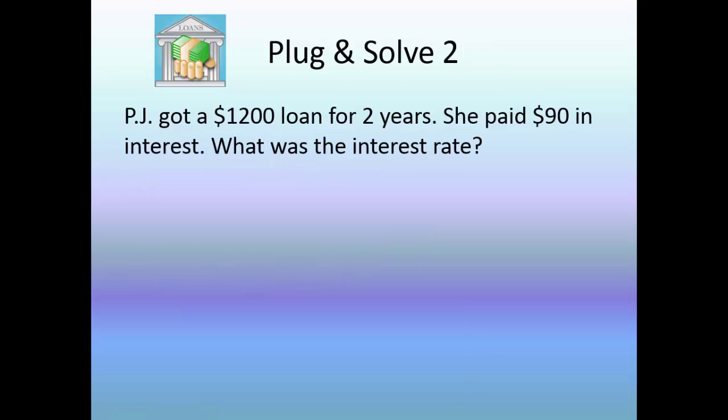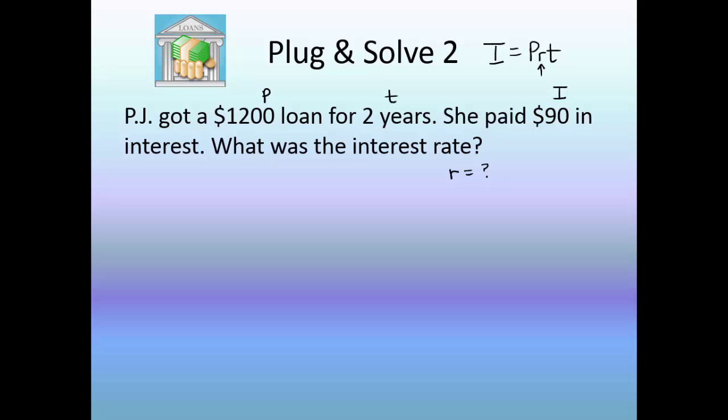Let's try another problem. Keep in mind what the formula is and look for all the parts. Okay, PJ got a $1,200 loan for 2 years. She paid $90 in interest. What was the interest rate? So our variable is going to be R. 2 years is clearly the time, and $1,200 is the amount of the loan, so that's the principal. $90 in interest. So this time we know the interest, but we're looking for the rate.